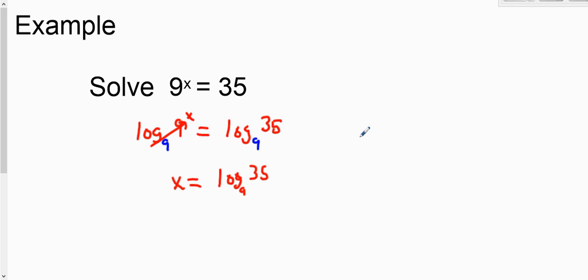Now to evaluate this, I'm going to use my change of base. Let's use ln's this time. ln over ln, so I'm using my change of base. And 35 will go on top, and the old base of 9 will go in the denominator. Using a calculator, you now can find a decimal answer.